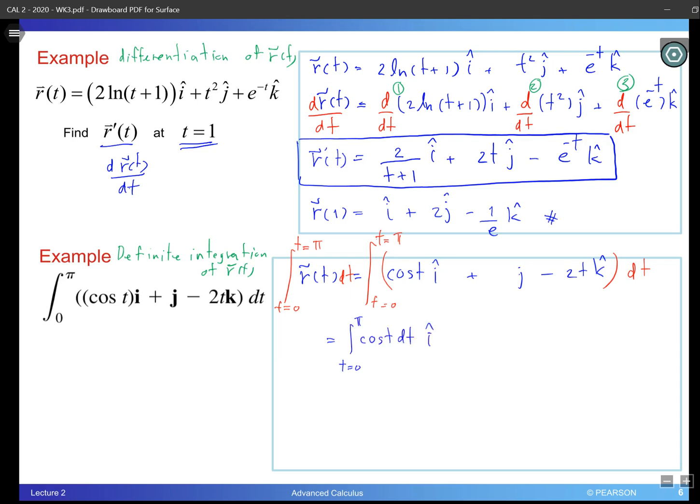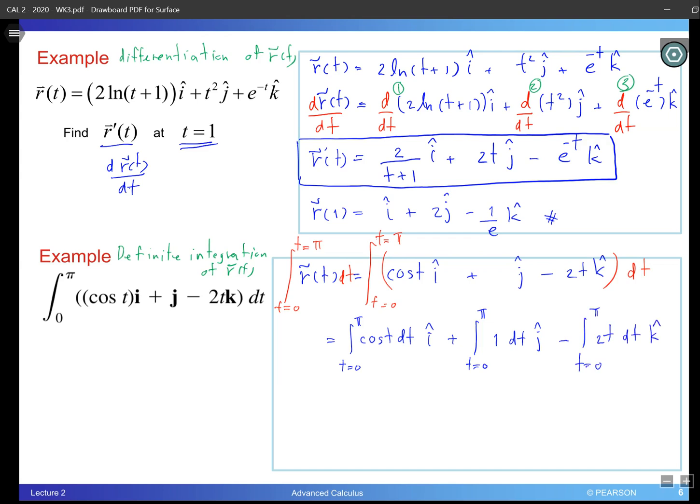Don't forget to keep the vector form. Every year I see some of you working on something like this, and all of a sudden i, j, and k is gone, right? So keep it. Now next component, same thing, t equal to 0 to pi, and we integrate 1, dt, j, minus the last component, integrate, same thing, from t equal to 0 to pi of 2t, with respect to t, and here for the k component.